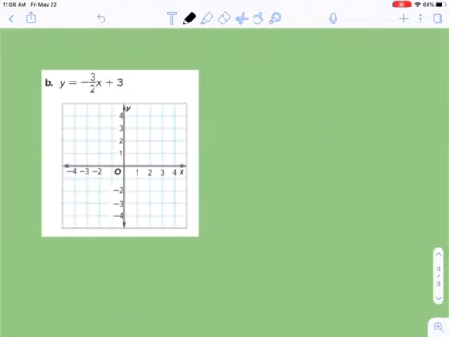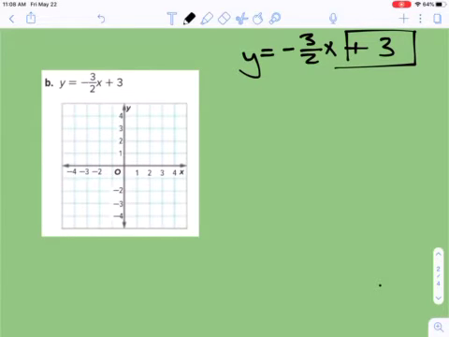Let's try another example. So this one, again, is already written in slope-intercept form. So you've got y equals negative 3/2 x plus 3. So I know that this plus 3 over here is already my y-intercept, which is the point (0, 3). And I know that the x is 0 because it's an intercept. And on the y-axis, my x-coordinate is always 0. So you go up to the point (0, 3) and you put your point.